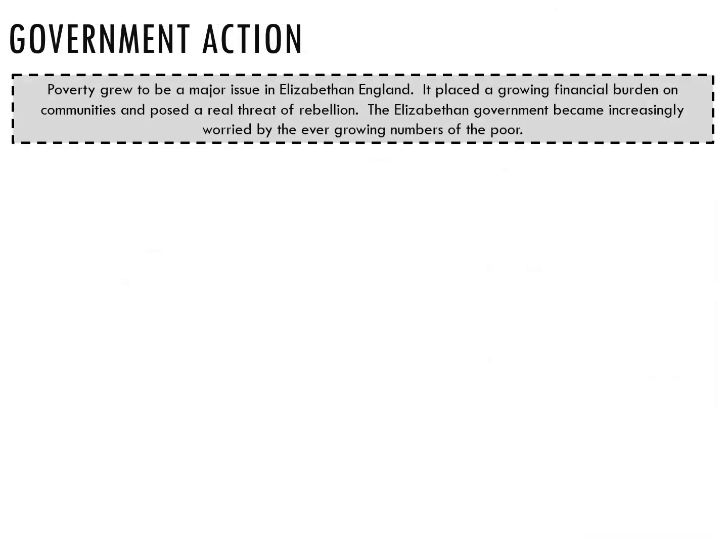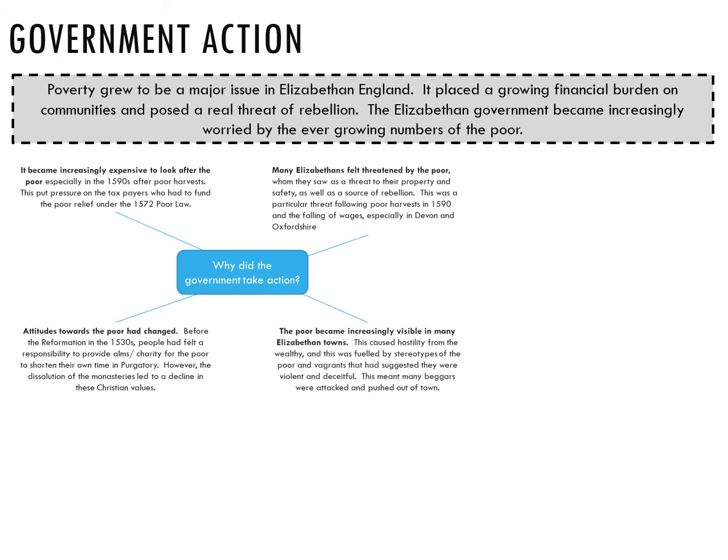Poverty grew to be a major issue in Elizabethan England. It placed a growing financial burden on communities and carried the risk of rebellion. The Elizabethan government was concerned about the increasing numbers of the poor and acted to resolve the issue for a range of different reasons. So one reason was, as the number of poor grew, it became increasingly expensive to look after them, especially in the 1590s after the poor harvests.